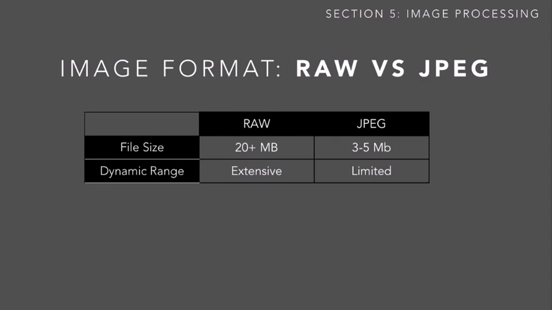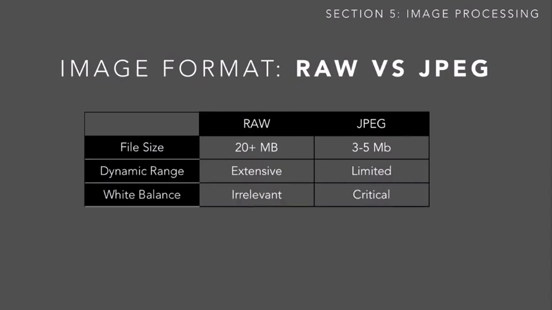The dynamic range in terms of the tones that are stored in the picture is extensive in a RAW format. There's a lot of information there, whereas a JPEG is kind of limited and flat. It's just what you see is what you get. You can't do much with it.